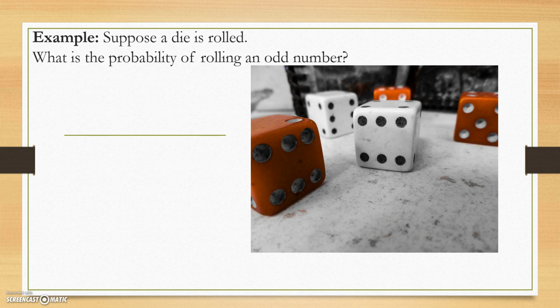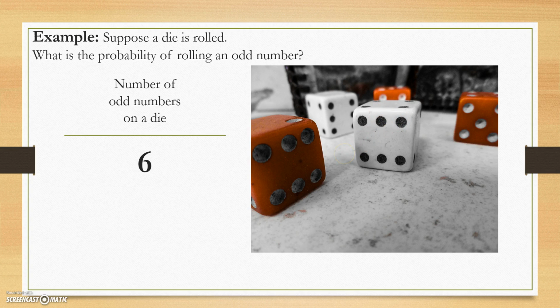Our first example says, suppose a die is rolled. What is the probability of rolling an odd number? So we have to find two numbers to plug in here. Let's start with the bottom, the total. That's usually the easier of the two numbers to identify. How many sides are there on a normal die? Think about how many numbers are there on there. There's 1 through 6, so there are 6 sides on any cube, which is what a normal die is. So 6 is going to go in the denominator.